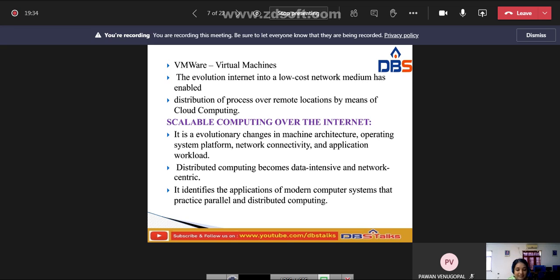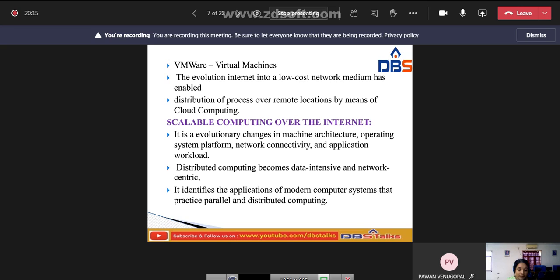Over the past 60 years, computing technology has undergone a series of platforms and environmental changes. In this section, we assess evolutionary changes in machine architecture, that is the operating system. Why are we using an OS? In order to run software application platforms. So in this section, we are estimating and assessing the evolutionary changes in machine architecture, operating system platform, network connectivity, and application workload. These are the changes that occur in this platform.